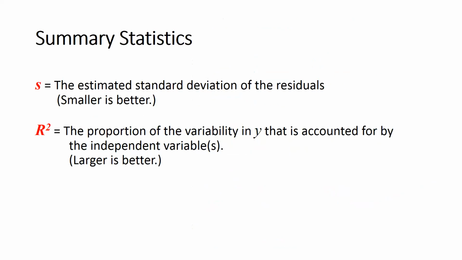And R squared represents the proportion of variability in the dependent variable Y that is accounted for by the independent variables. In this case, we only have one, which was the length of the trench in feet, and we expect the R squared to be larger for better models.